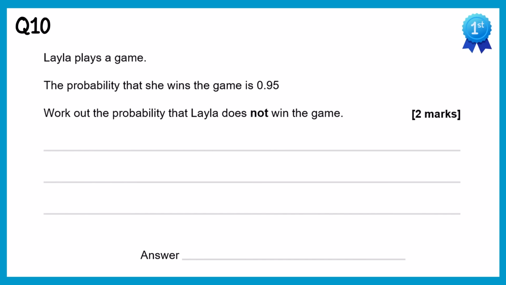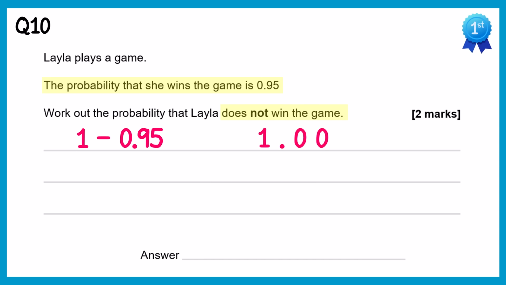In this question, we have Layla who's playing a game, and we're told the probability that she wins the game is 0.95. We need to work out the probability that she does not win the game. To work out the probability that something does not happen, you do 1, subtract the probability that it does happen, which in this case is 0.95. So we just need to do 1 subtract 0.95.